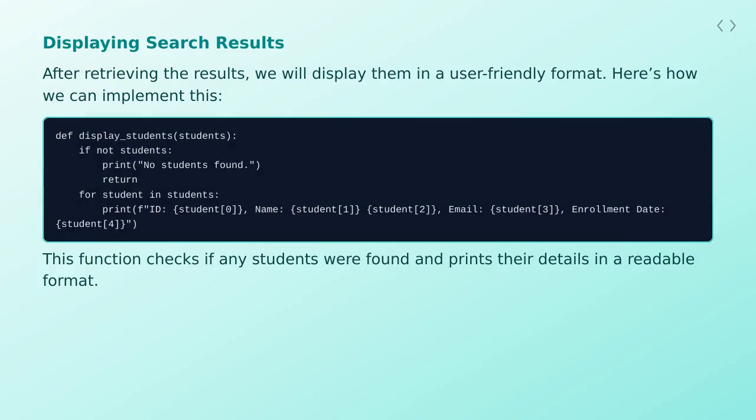Now we're on displaying search results. After retrieving the results, we will display them in a user-friendly format. Here's how we can implement this. Walk through the function definition shown in the code example. This function checks if any students were found and prints their details in a readable format.